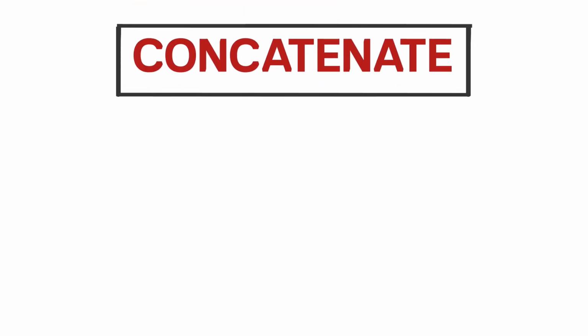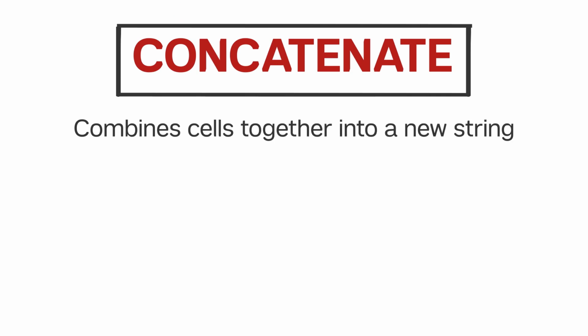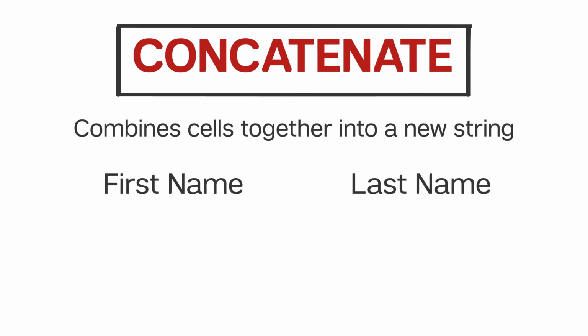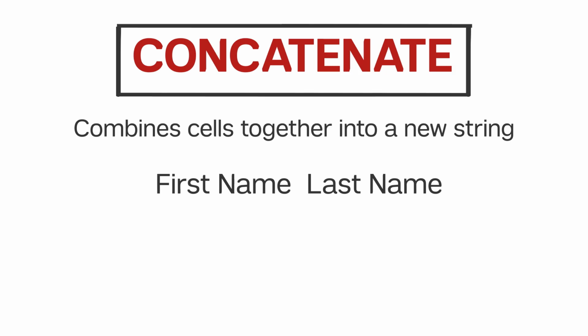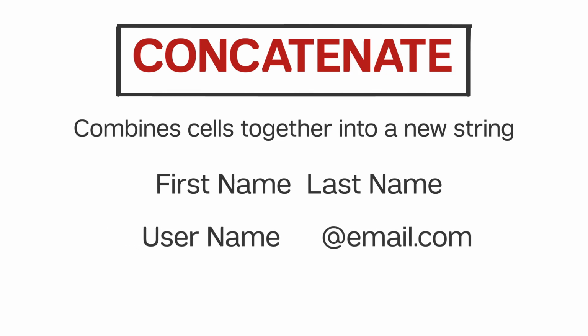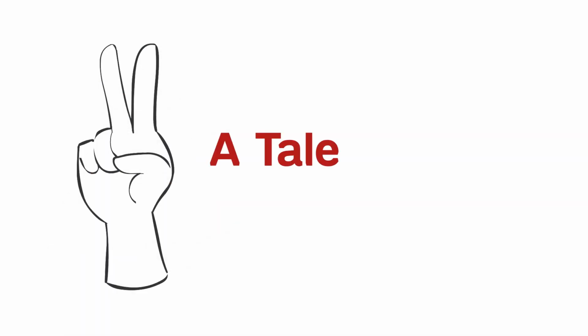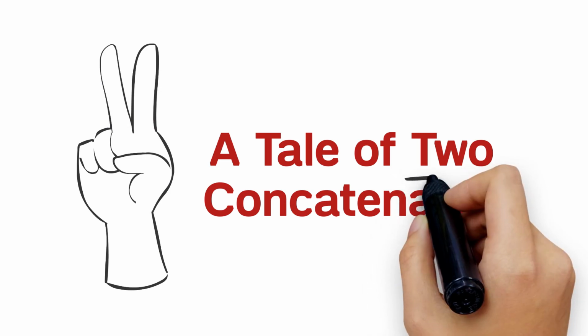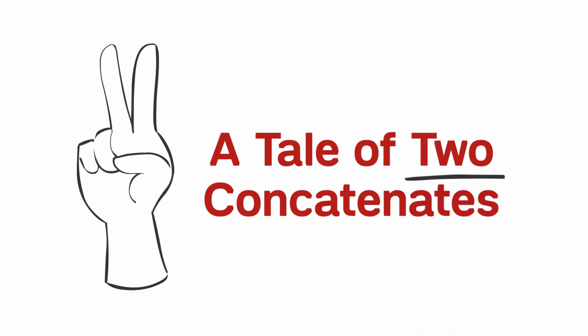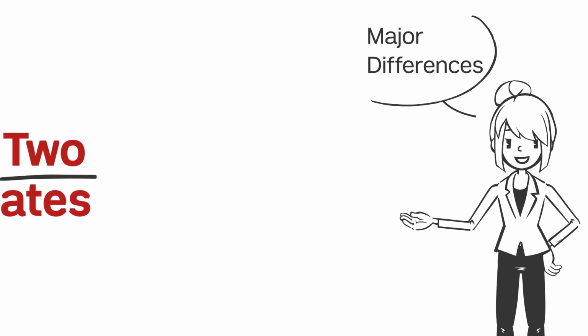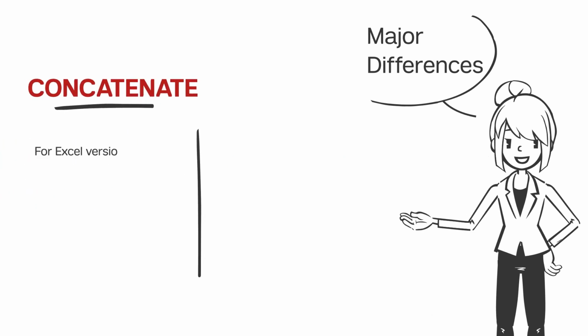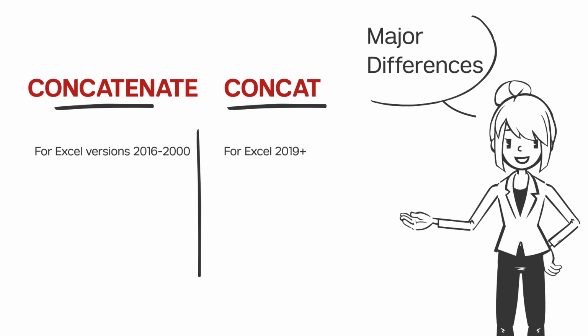Concatenate allows you to link different cells or text together in a new string of data. It's incredibly helpful if you need to combine cells or add a specific bit of information to each cell in a column. Before we get into how concatenate works, it's important to mention that there are actually two versions of the concatenate function. One is concatenate, which is the older function available for any version of Excel between the years 2016 and 2000. There's also an improved version known as concat for Excel 2019 and newer.